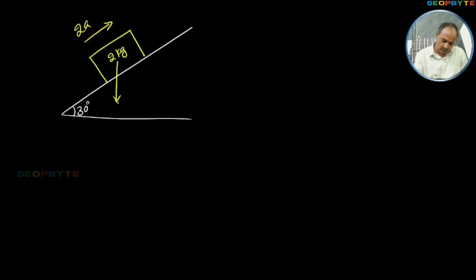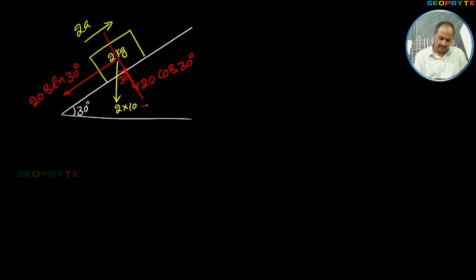Then 2 into 10 is acting vertically downwards. If I mark a normal line, it is making an angle 30. The weight of the block is making an angle 30 with respect to the normal line. Then this is the 20 cos 30, and this is the 20 sin 30. 20 is the weight, equal to 20 Newtons. And this is the tension T.